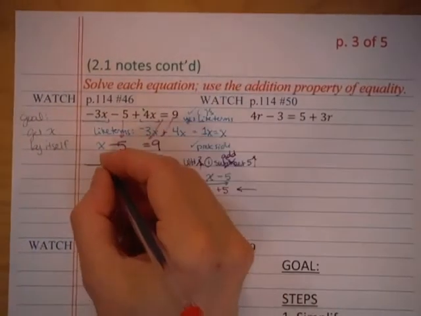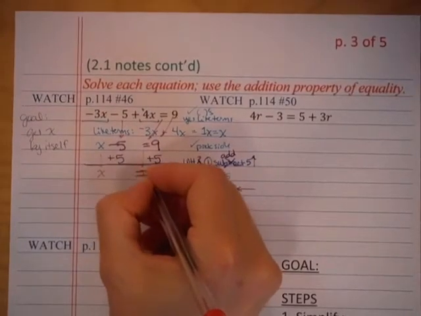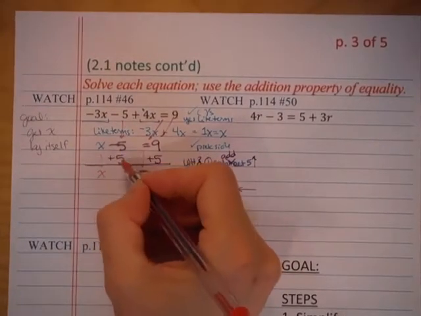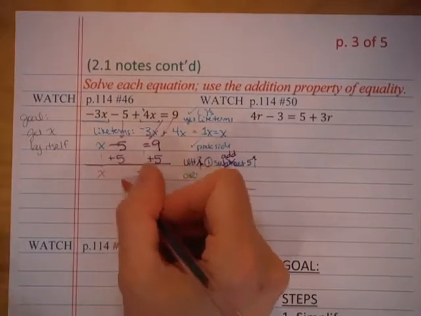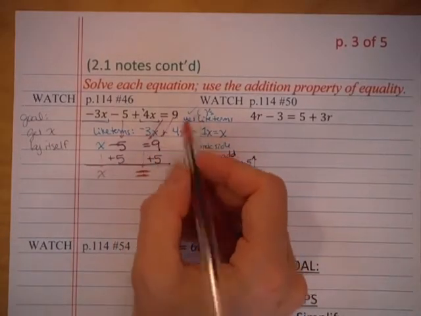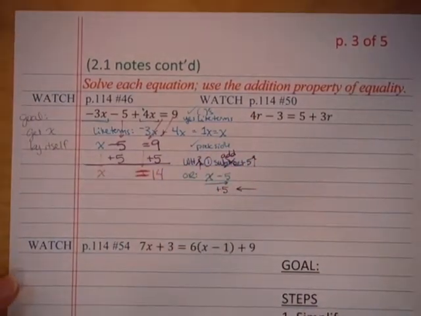The x drops down, the equal sign drops down. And the -5 and the +5 cancel each other out. They add together to give you 0. That was the whole point. We were getting rid of what was happening there. 9 + 5 on the right side is 14. Now we have our answer and we need to check it.